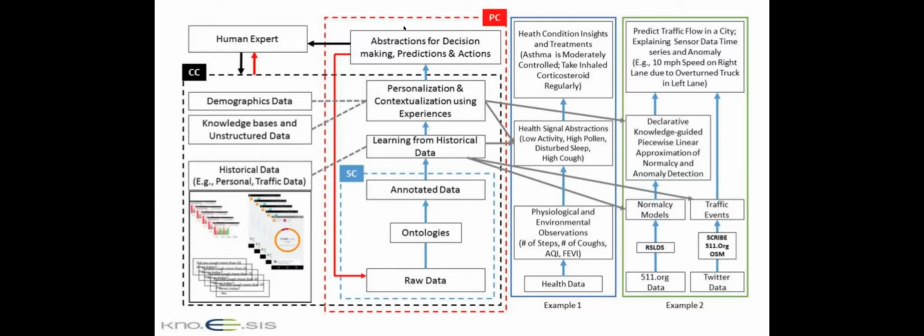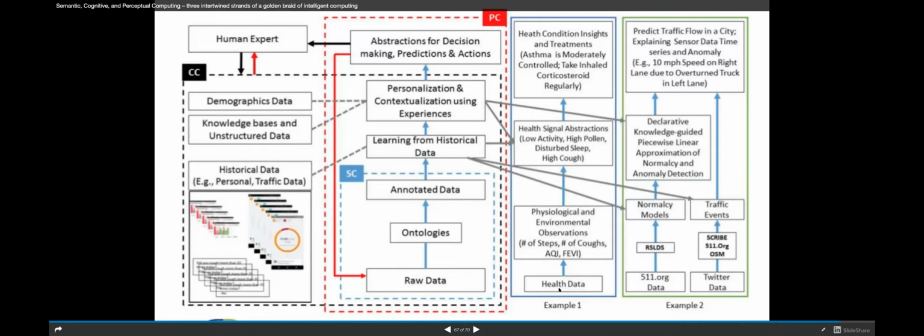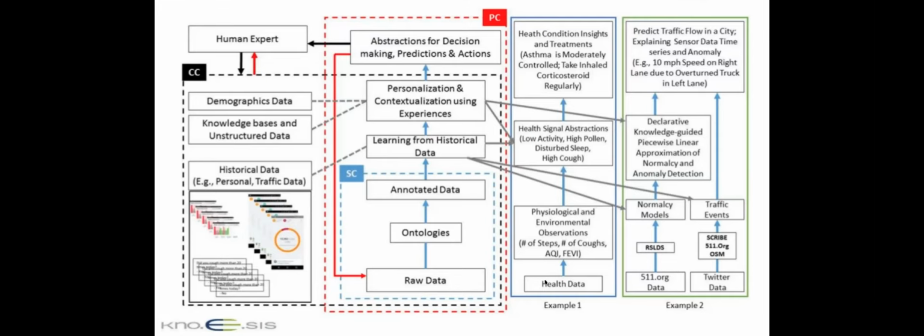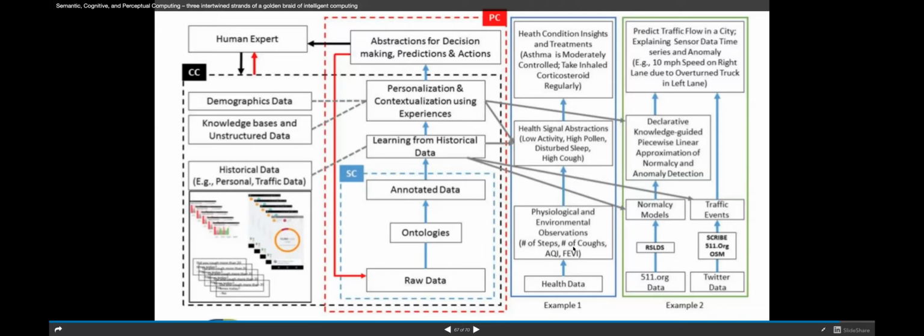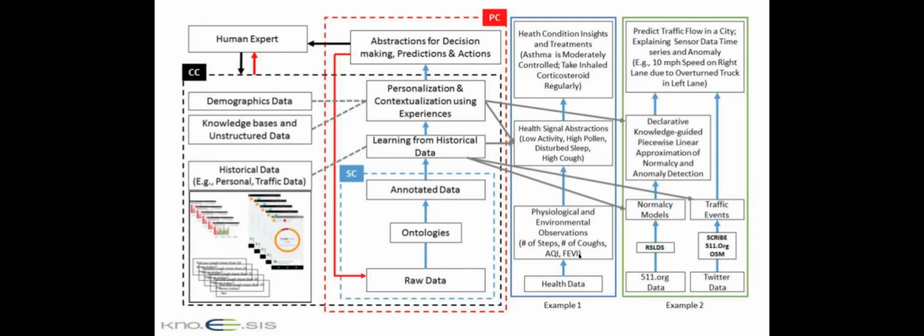On the right-hand side, there are two examples. An example in the healthcare domain in asthma. In asthma, we have 29 different parameters in our study of asthma, like number of steps you take, how many times you had cough, AQI is the air quality index, FEV1 is your lung functioning. You're measuring all these things.